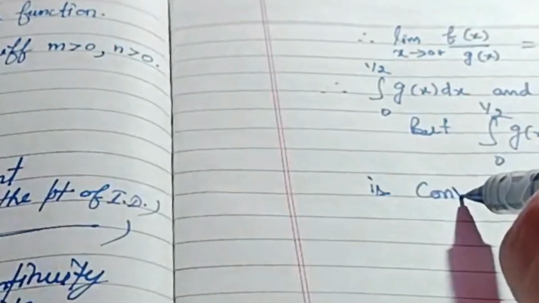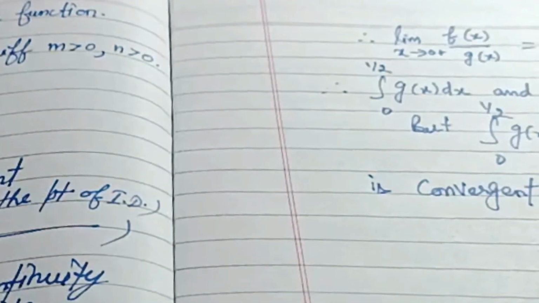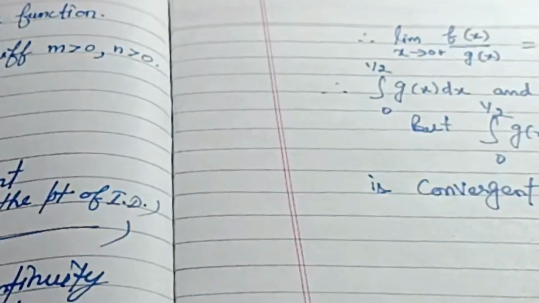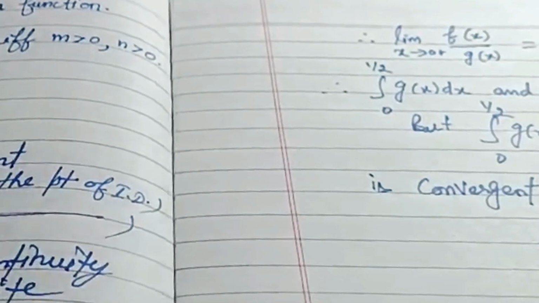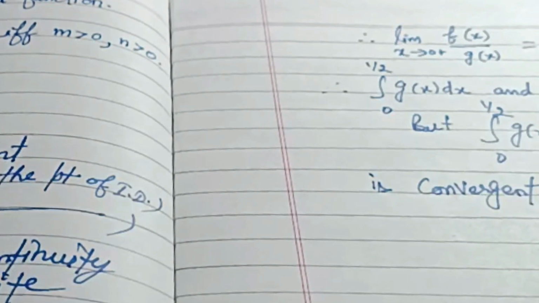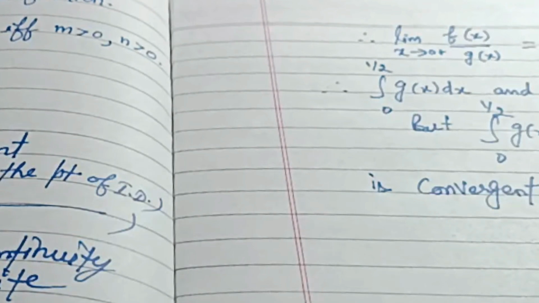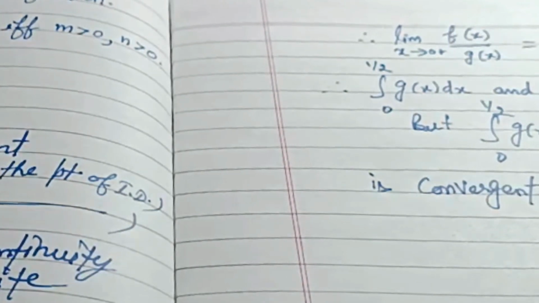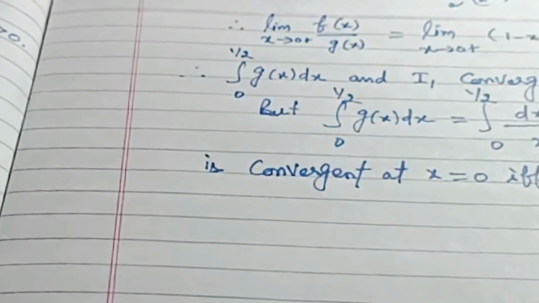So what we are saying is that it is convergent at x equal to 0 if and only if 1 minus m is less than 1, because this exponent must be less than 1. Here the exponent is 1 minus m, so 1 minus m must be less than 1. That is, if and only if we take m to the right side and 1 to the left side, we get m greater than 0.